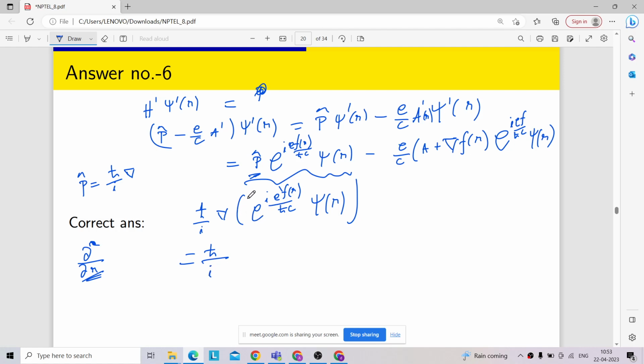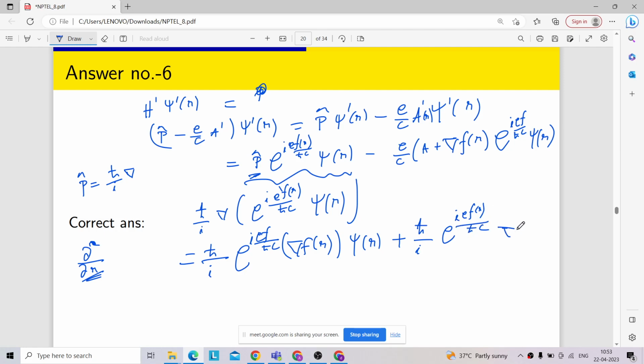So it will be h cross over i. When I operate this del on this, it will become e to the power i e f divided by h cross c, gradient of f of r, times psi of r, plus h cross divided by i, this e to the i e f of r by h cross c, gradient of psi, right? So from the first term I got these two terms, right?